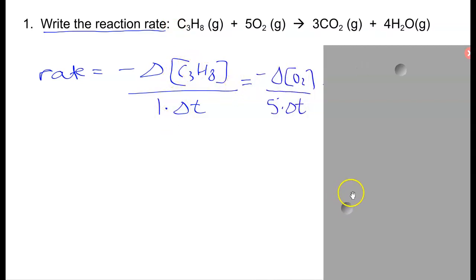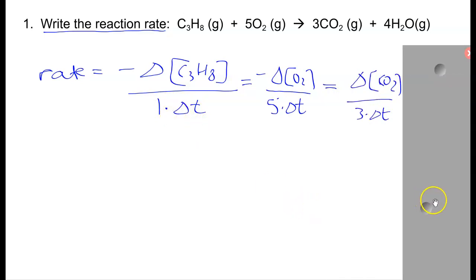We're going to look at the next reactant. Negative. Why is it negative? Because it's a reactant. The change in concentration of oxygen over 5. This 5 comes from this. Change in time. So if you notice, we're always going to have change in concentration over change in time. We're either going to have negatives if they're reactants, and then the mole coefficient in front will be what is multiplied by the change in time.